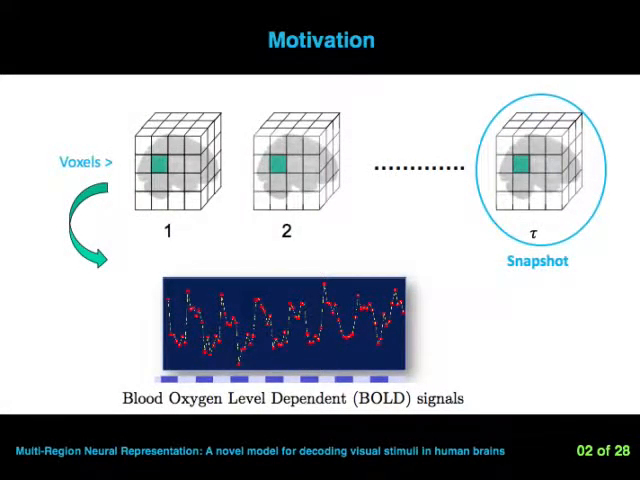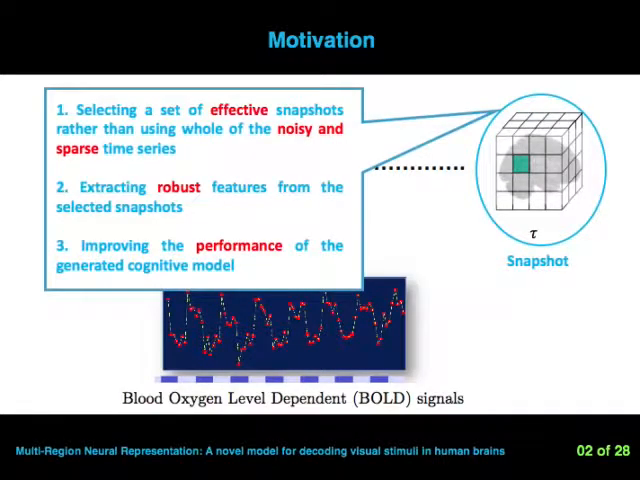Here, we have an example of fMRI data, including a time series of brain image snapshots. We want to present a novel feature selection and extraction for fMRI analysis. The proposed method includes three goals. First, selecting a set of effective snapshots rather than using the whole time series. The next is extracting robust features from the selected snapshots, and finally improving the performance of the generated model.